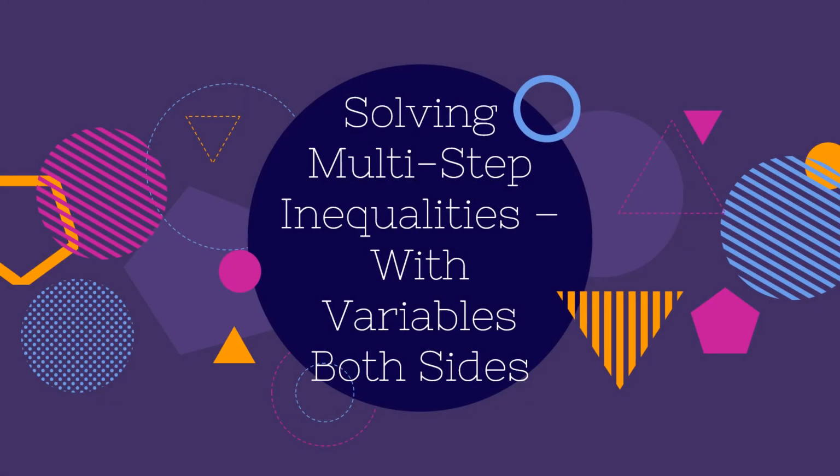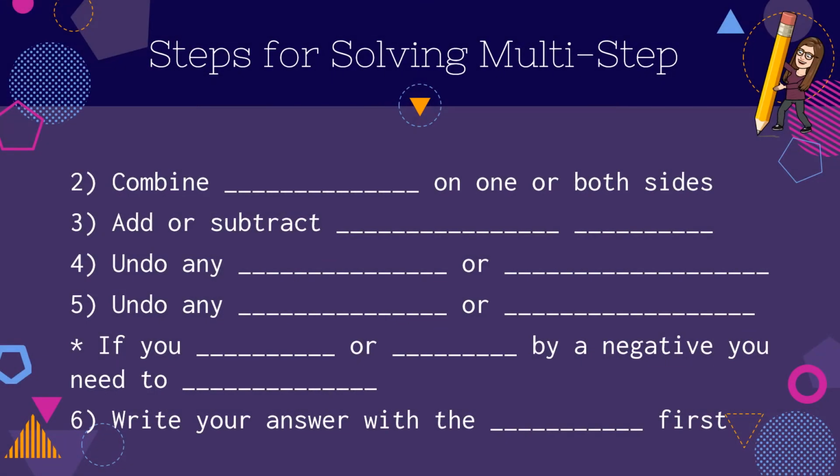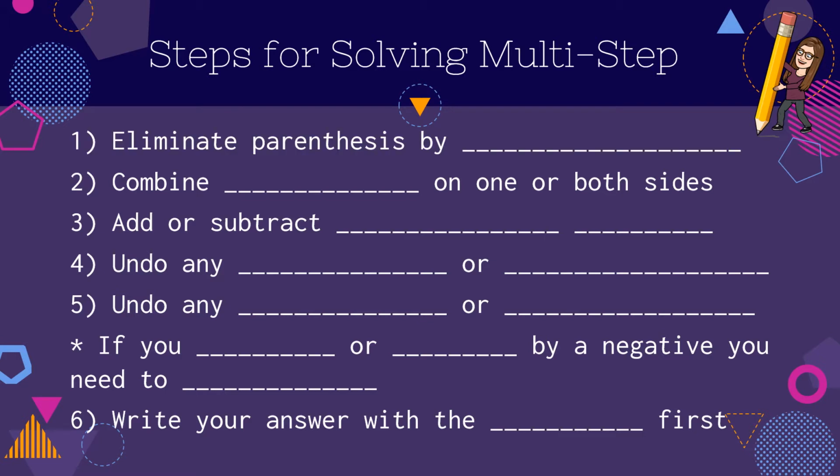Greetings everyone. Today we're going to explore solving multi-step inequalities, which we have been doing, but today we're going to have variables on both sides. To make this a little easier, you do want the handout for today. If you don't have access though, make sure to jot these down in your notes. These steps should look familiar. We're just going to fill in the blanks again.